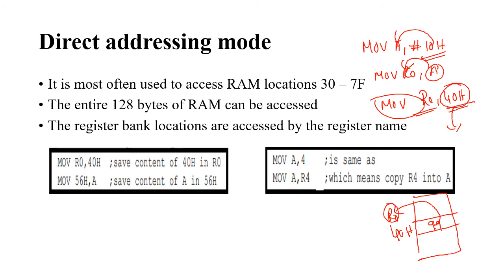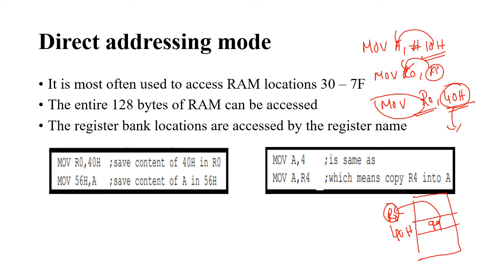The most beautiful thing in the direct addressing mode is that you can transfer the data from any memory location to another memory location. There is no restriction, as compared to the register addressing mode, where you cannot specify two registers in a single instruction. Here, by specifying the address, you can transfer the data between two different locations in a single instruction.